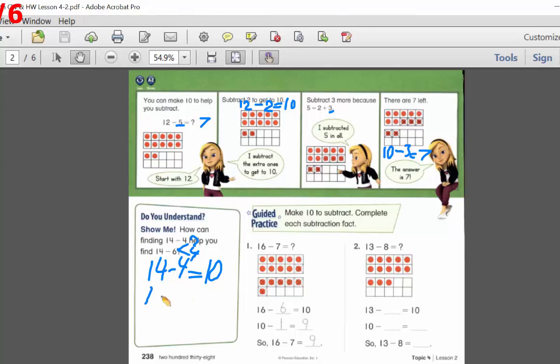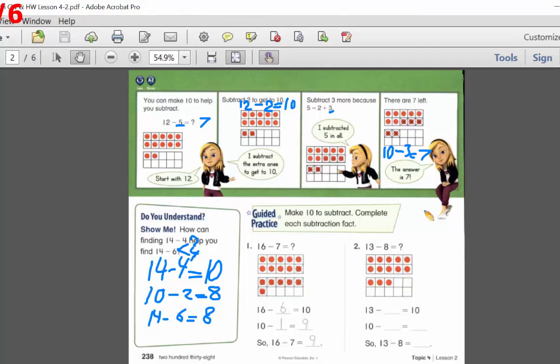Then subtract the other part. 10 minus 2 equals 8. So if I ask you 14 minus 6 equals how many? What is the difference? 8.